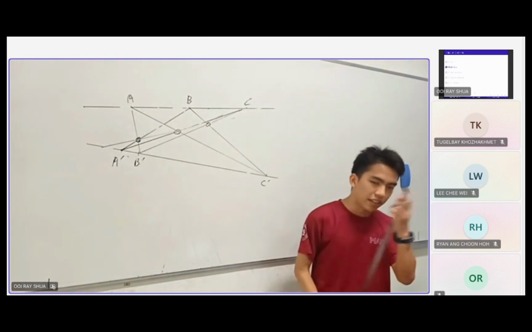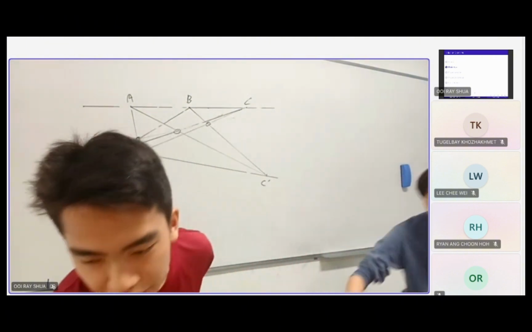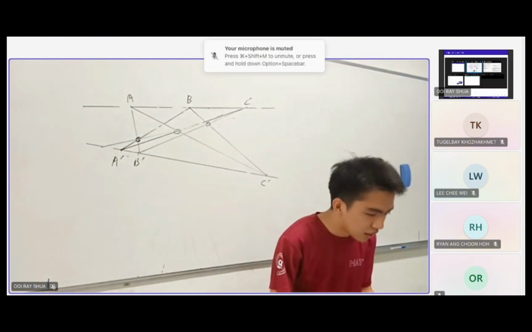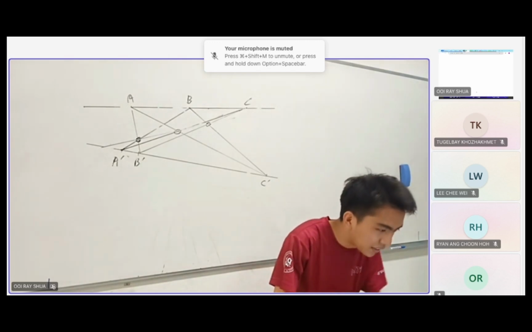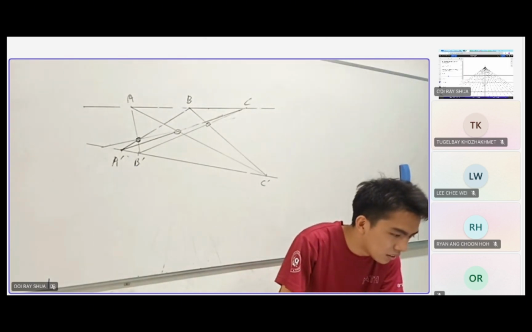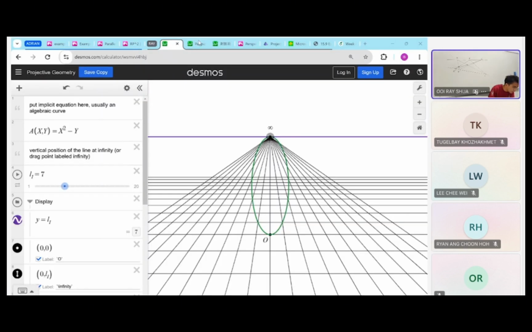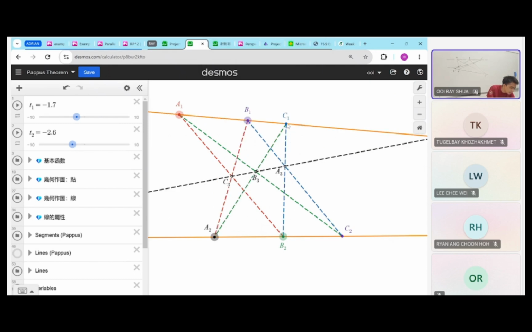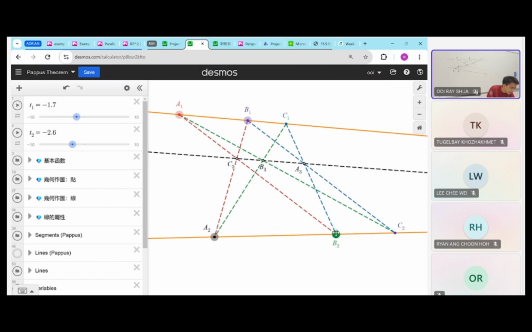You can in fact do it, ideally, I mean not ideally, for any A, B, C, A prime, B prime, C prime. So let's find a better drawing over here. Okay, so it's over here. So this is the exact same thing as just now, right? So I can randomly pull A, B, C around. Okay, and then it still works.